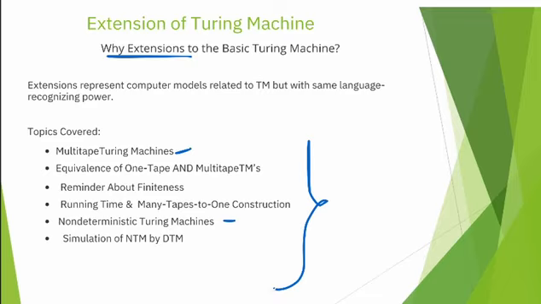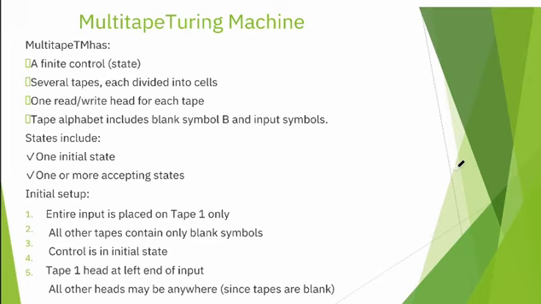In this lesson, we will cover multi-tape Turing machines, equivalence of one-tape and multi-tape Turing machines, a reminder about finiteness, running time and many tapes to one construction, non-deterministic Turing machines, simulation of NTM by DTM. Let's begin with the multi-tape Turing machine.